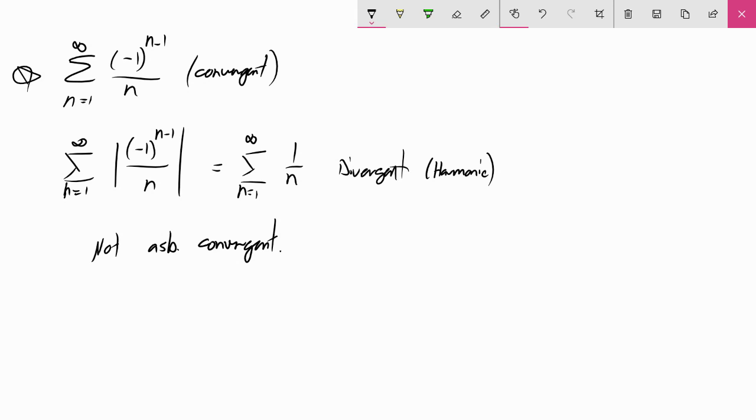However, the other direction is true, and that is that if it's absolutely convergent or superconvergent, then the series is convergent.